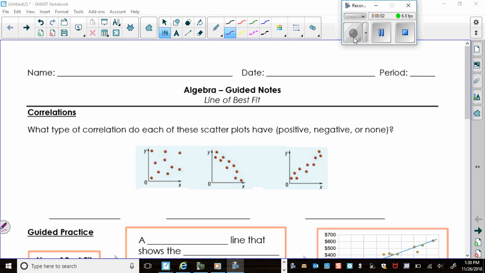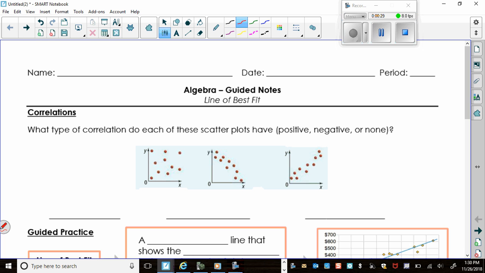Alright class, today we're going to be talking about line of best fit. Before we even start looking at some of these, what we're going to do in our calculator, let's look at these three graphs. So we're going to try to figure out what type of correlation each of these scatter plots has, and it's either positive, negative, or none. What we're going to be looking for is actually a line that can best describe the points. So I'm actually going to skip the first one, and you'll see why in a second.